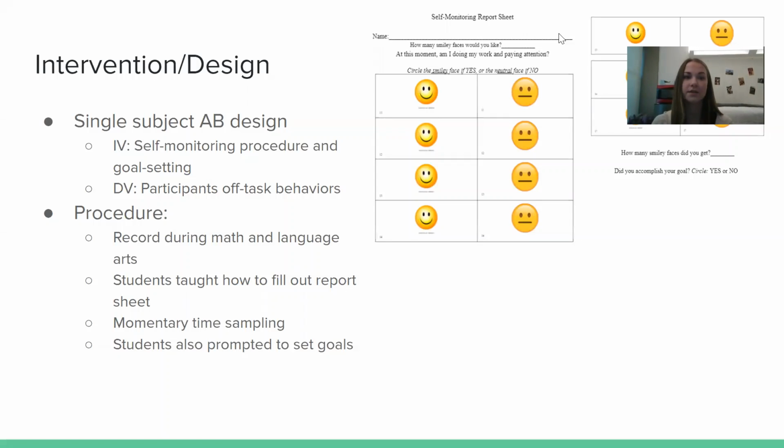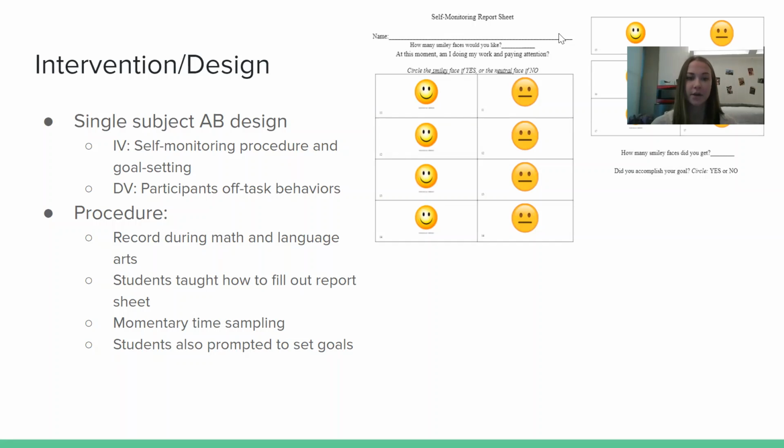So my design was a single subject A/B design. The independent variable was a self-monitoring procedure and goal setting, and the dependent variable was the participant's off-task behavior. This procedure occurred during his math and language arts class. Before the intervention, the students were taught how to fill out the report sheet and how to differentiate between paying attention and not paying attention.